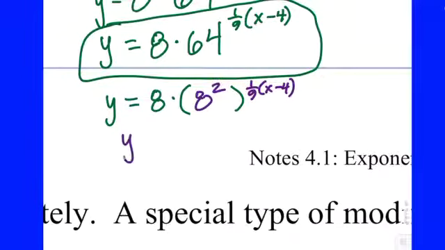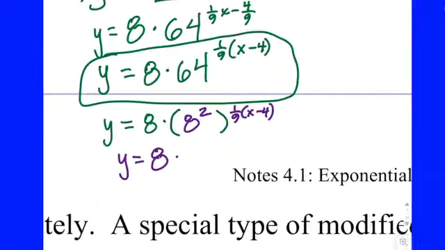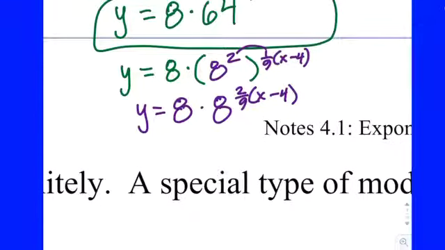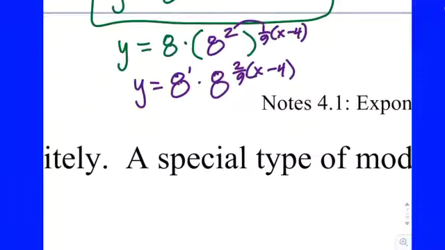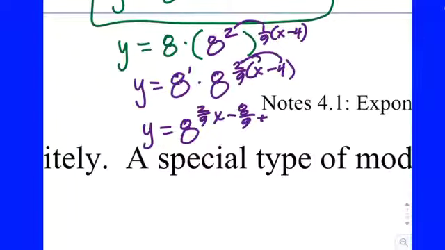And now I have a power raised to a power, which means I do what? I multiply, right? So that becomes 8 to the 2/9 times x minus 4. That would work. But wait, there's more. Now, because they're both powers of 8, what could we do? Combine them by doing what to their exponents? Adding them. Okay, so we're running out of room here. So that's going to be 8 to the, I'm going to have to redistribute the 2/9. 2/9 x minus, that's going to be 8/9, and then I have the plus 1. I'm going to call 1 9/9.